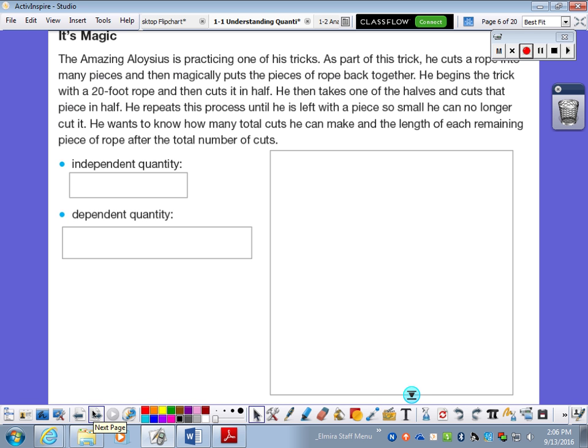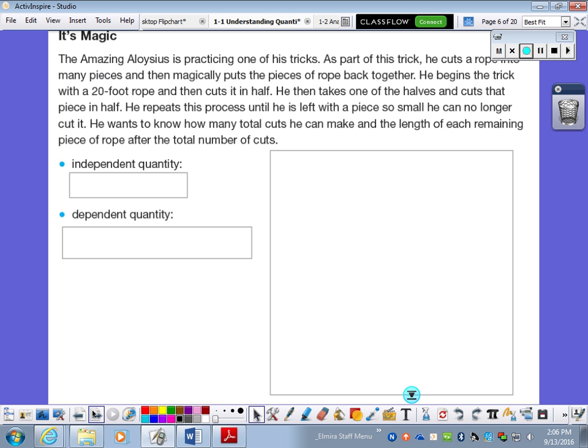It's magic. The amazing Aloysius is practicing one of his tricks. As part of his trick, he cuts a rope into many pieces and then magically puts the pieces of rope back together. He begins the trick with a 20-foot rope and then cuts it in half. He then takes one of the halves and cuts that piece in half. He repeats this until he's left with a piece so small he can no longer cut it.